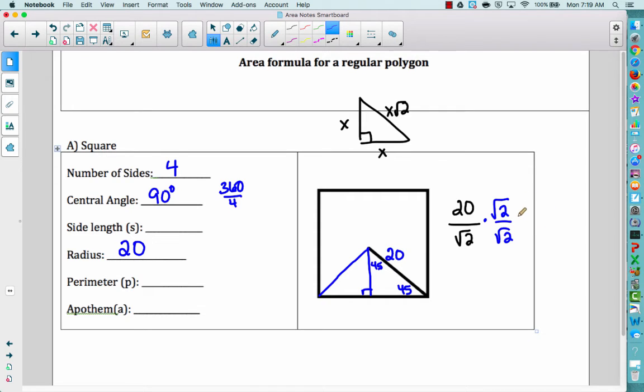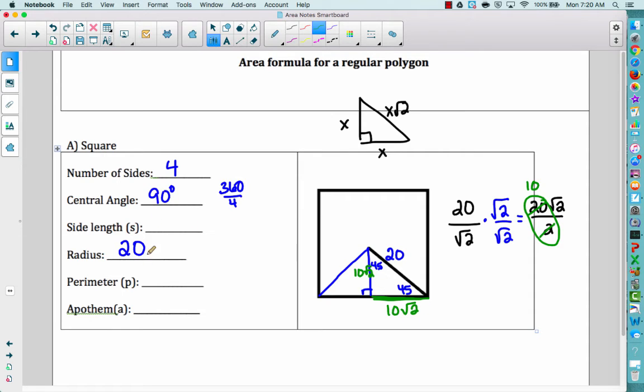So multiply by root 2 over root 2. That will give me 20 root 2 over 2. And then I do need to simplify that. 20 and that 2, those are rational numbers. So since they're both rational, I can simplify. 2 goes into 20 10 times. Okay, so that gives me an apothem of 10 root 2, and this piece right here is 10 root 2.